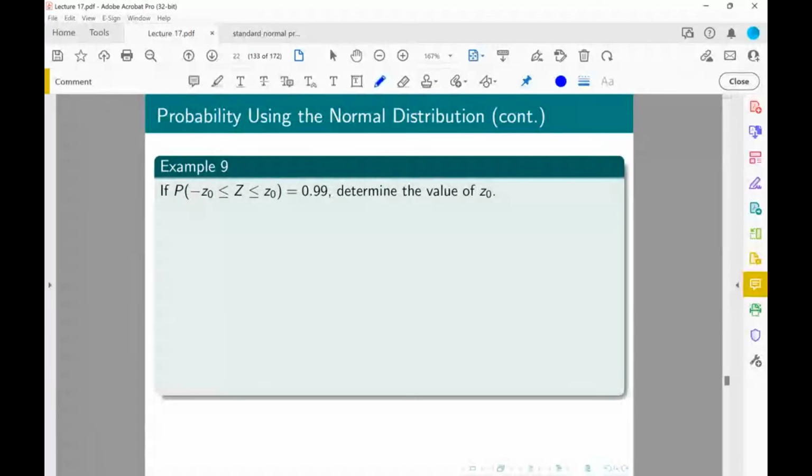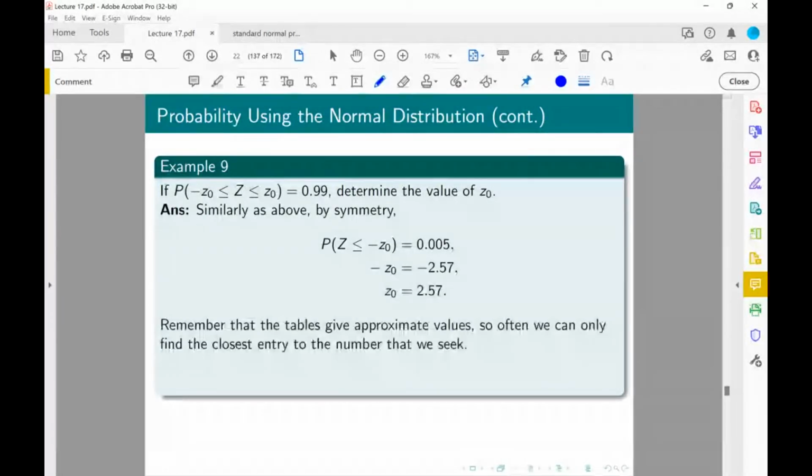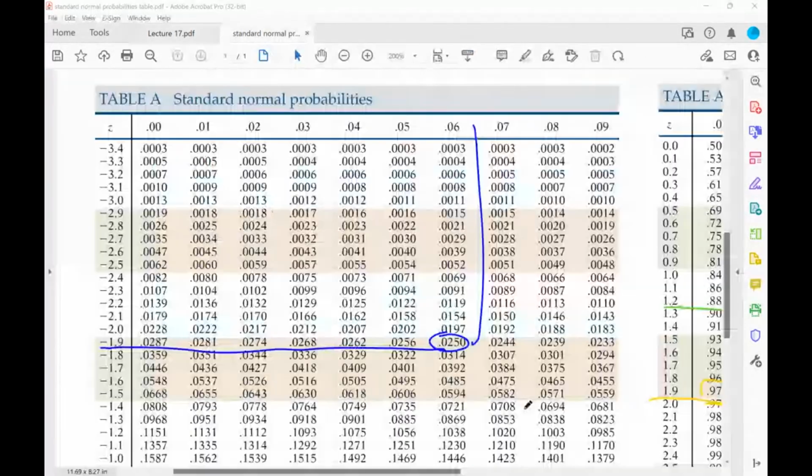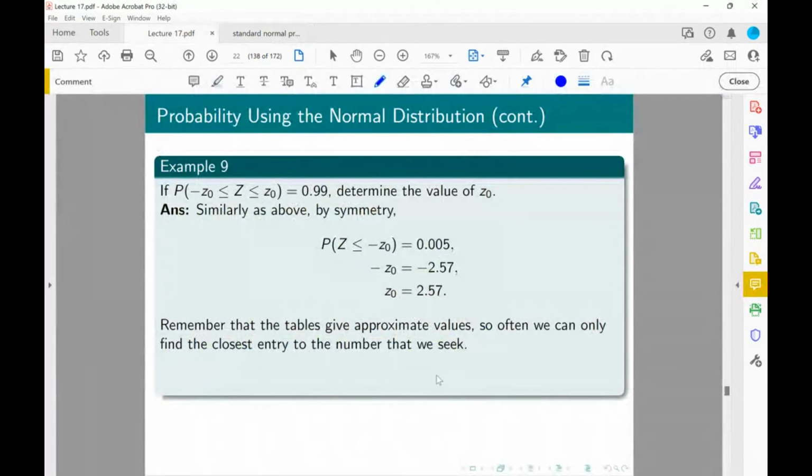This one's the same sort of idea, so I'll do it quite quickly. The only point to make here is that if we look up 0.005, I believe there isn't a precise value. So I guess in this one we do. So we get something quite similar. But do note that these are only approximate to 2 decimal places for Z0 and 4 decimal places for the probability.